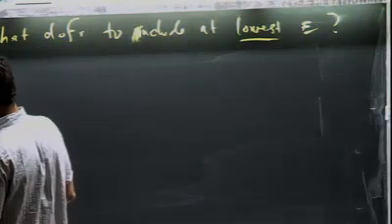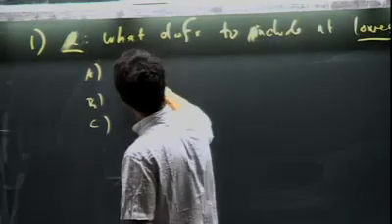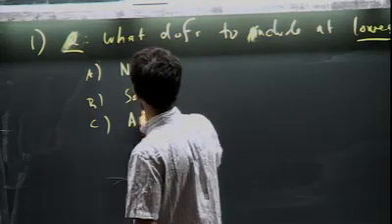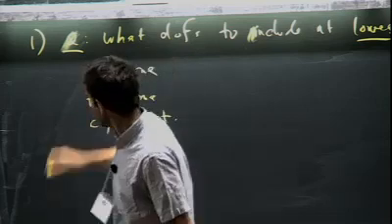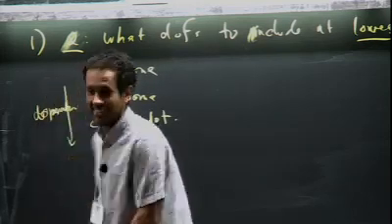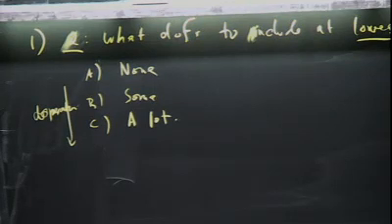Maybe I'll give them letters. The first possible answer is none. The second possible answer is some. And the third possible answer is a lot. Desperation increases in this direction. All right, that's my classification of states of matter. Okay, that's it. We can go home. Maybe I'll say a little more.